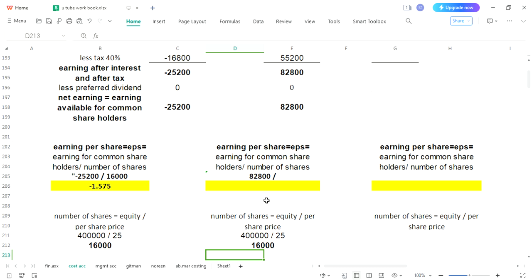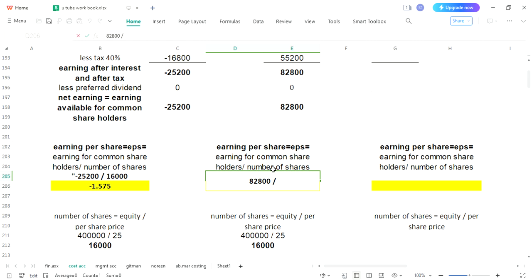16,000 per share price. It was very possible to just copy from here to here. But when you will be writing this upon your paper, you will not be able to copy. So that is why I am doing everything manually. Number of shares we have just calculated is 16,000.